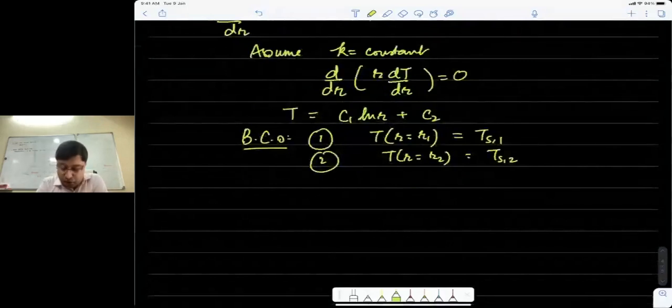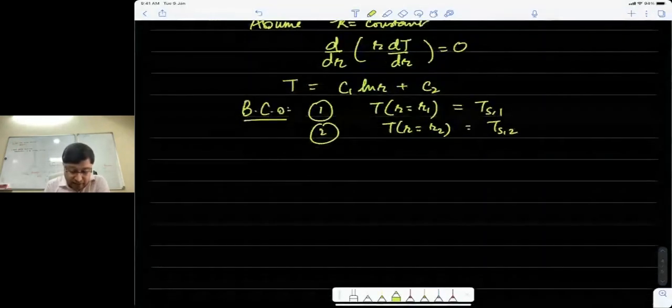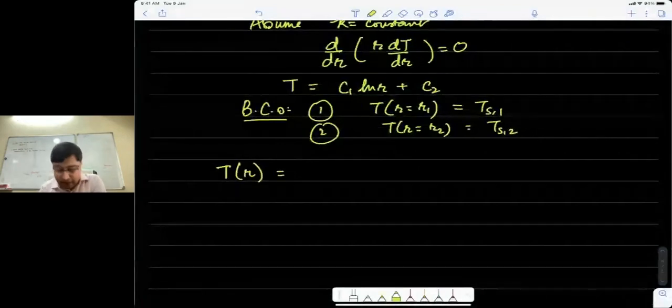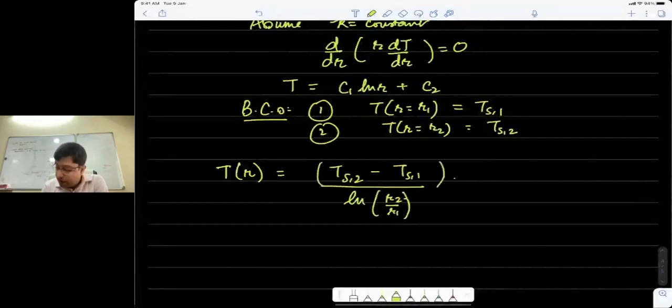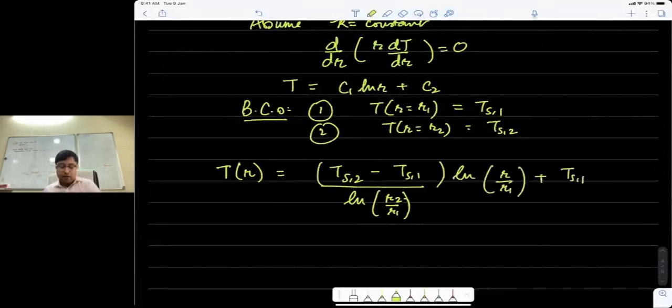And so then we have two equations and two variables. We can determine C1 and C2. And so what you should get is T of r. I'm deliberately not doing that algebra here. So T(r) = (TS2 minus TS1) divided by the natural log of R2 by R1, times the natural log of r by R1, plus TS1. So that becomes the temperature distribution in this solid. It's no longer linear; it's logarithmic, which is very important to observe.